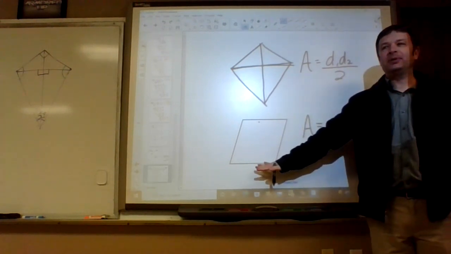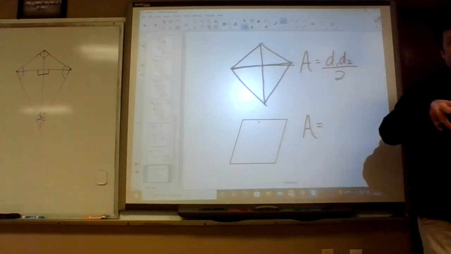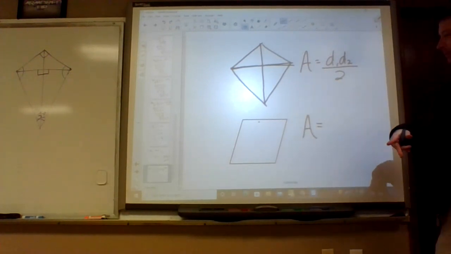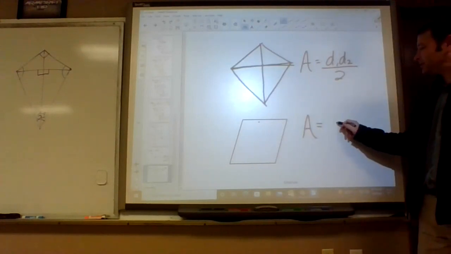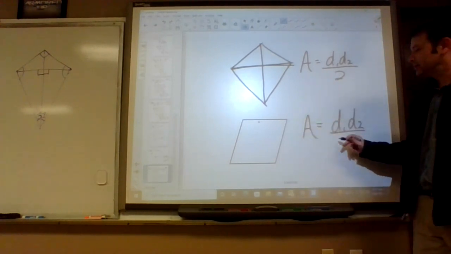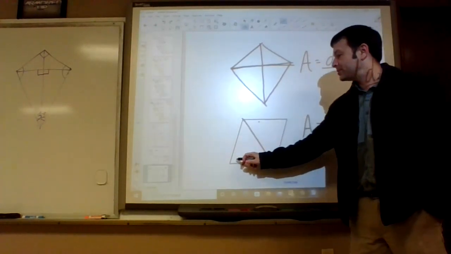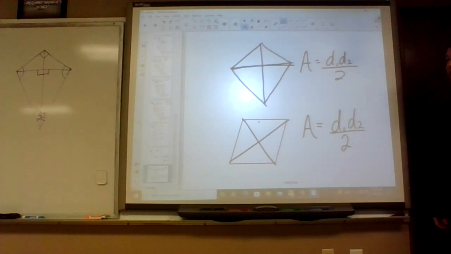So a rhombus is also like a parallelogram, right? So you could do base times height, like a parallelogram, but it also works if you use the exact same formula as the kite. So base times height works, but also diagonal times diagonal divided by two works on rhombi as well. Same thing as a kite. One less formula to memorize.